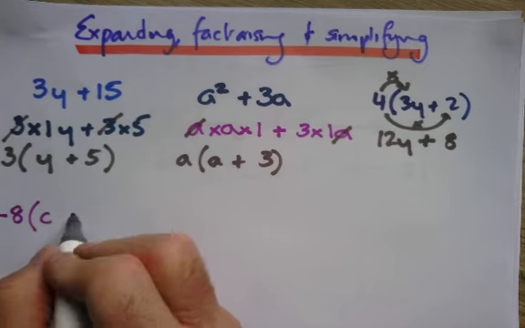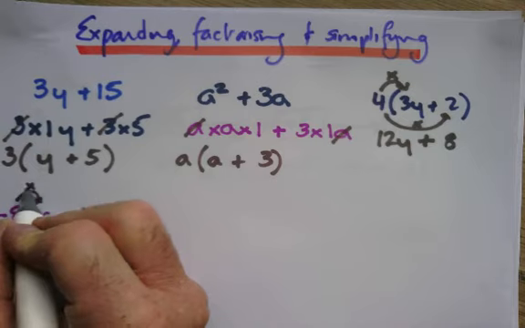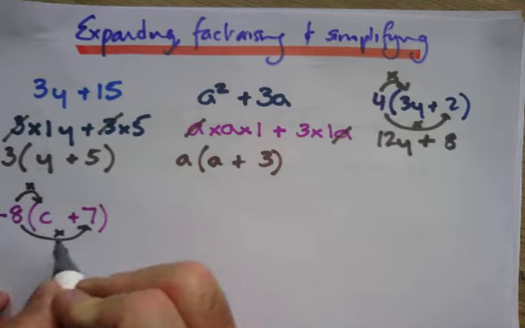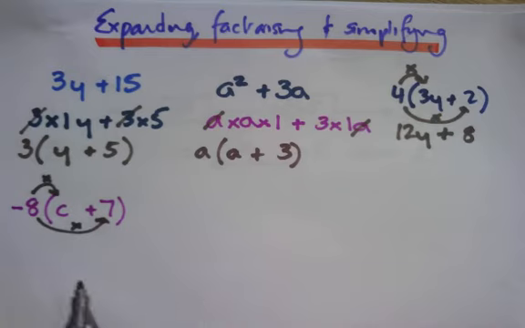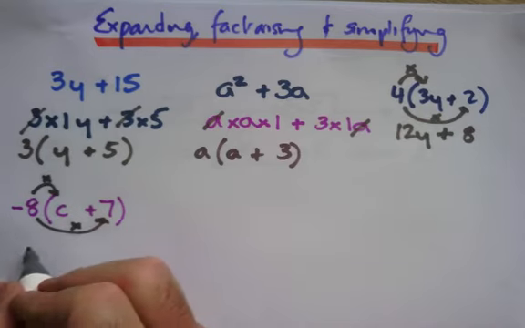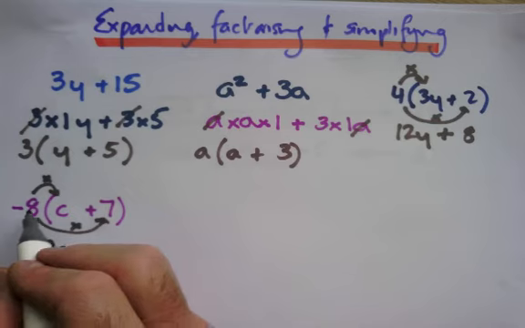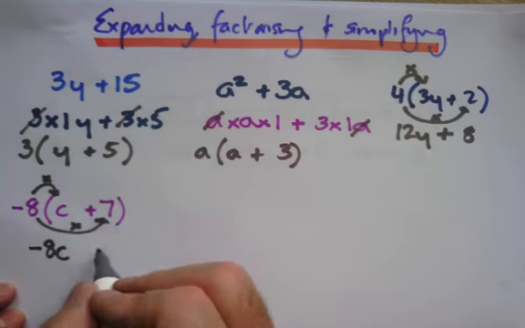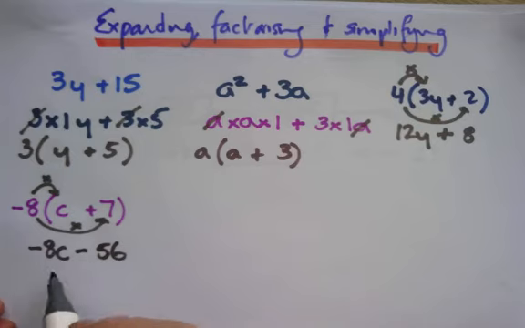Here's a tricky one. Minus 8 times c plus 7. But what I'm going to do is have my multiplication arms in here. So I'm going to do that times that and that times that. Notice how I do it first before I even try to solve this one. So minus 8 lots of c is minus 8c. It's no more complicated than that. 8 times 7, so 5, 6, 7, 8, so that's 56.